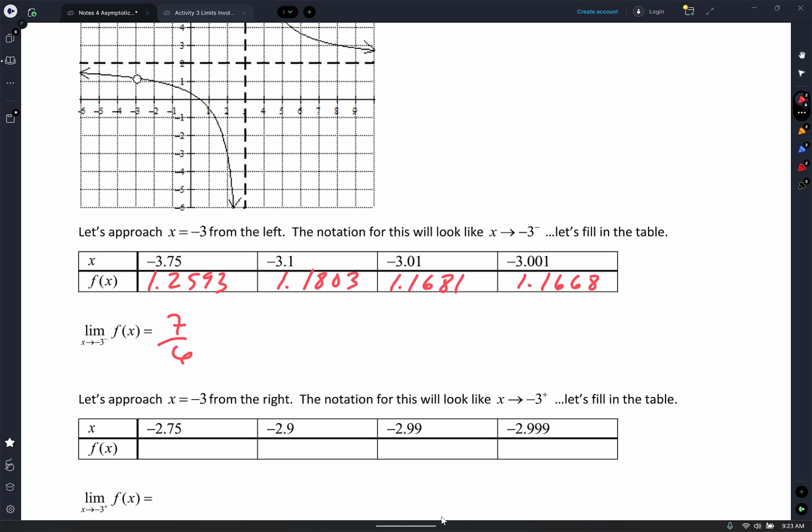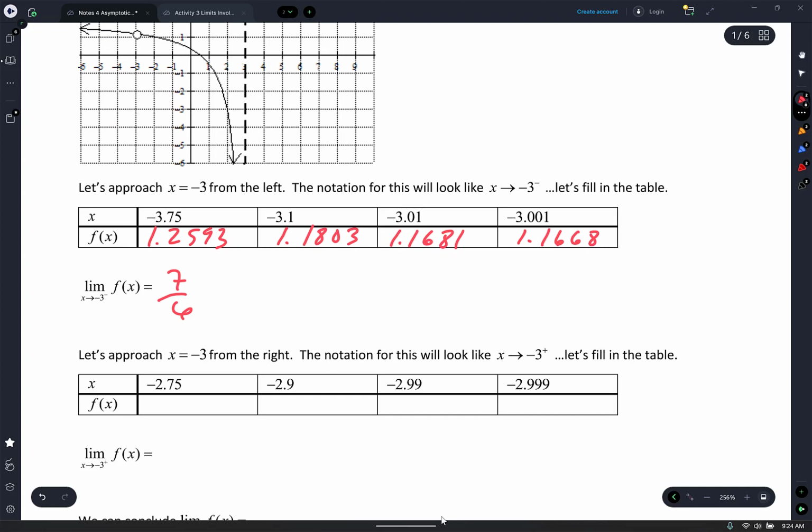Go ahead and approach it from the right-hand side, guys, and tell me what these numbers are. What is it at negative 2.75? 1.1304. At negative 2.9? 1.1525. At negative 2.99? 1.1653. And negative 2.999? 1.1665. As you can see, it's still approaching that 1.166666.